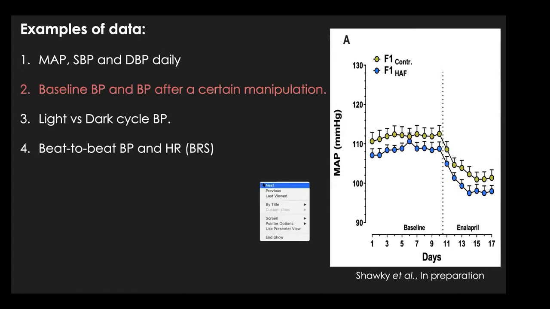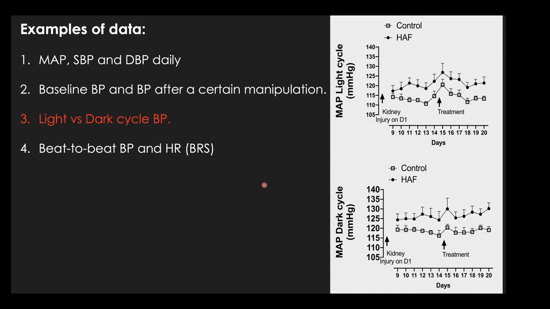The third example is people who are interested in the circadian rhythm and they want to report the changes in blood pressure in the light versus the dark cycle. And as you all may know, the rats are nocturnal animals. They wake up at night, they eat at night, drink at night, do all the stuff at night, and then they sleep in the morning. So normally their blood pressure at night is higher than in the morning.